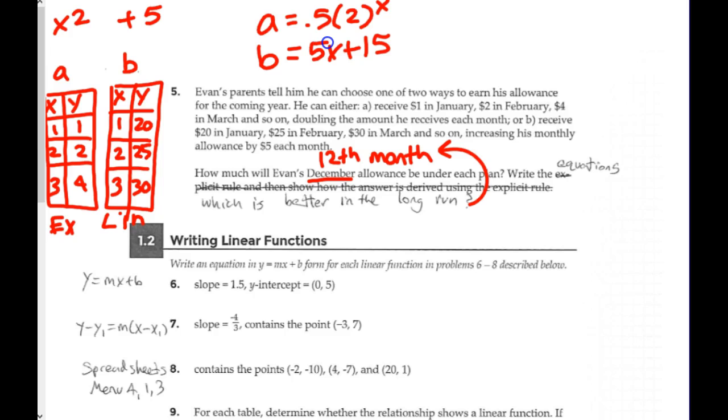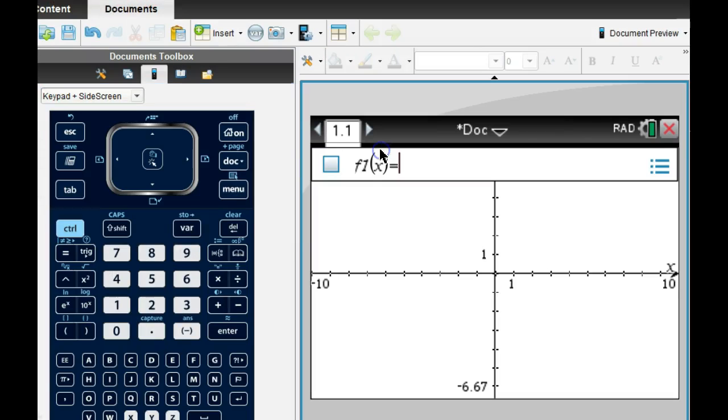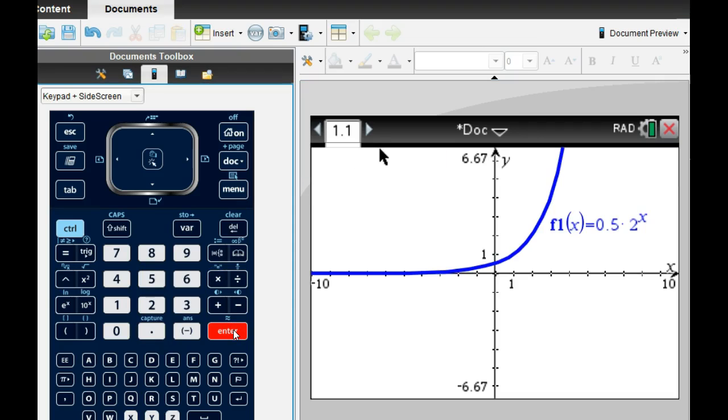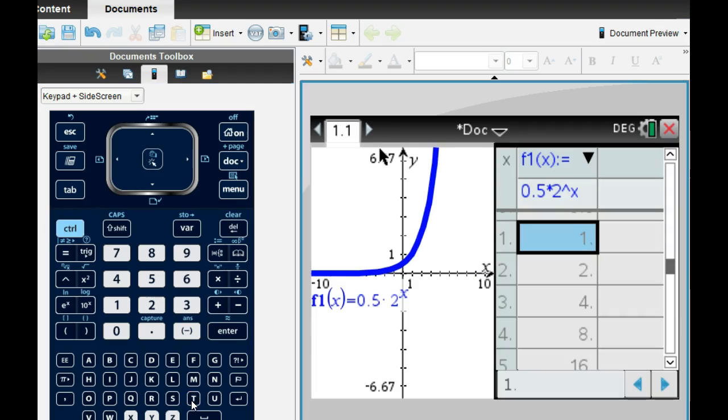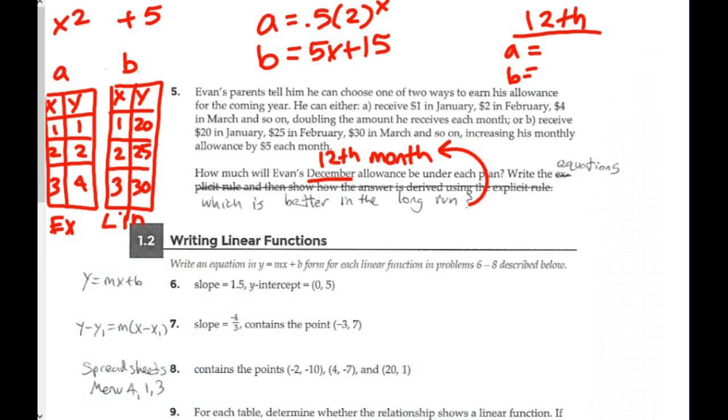Notice I didn't use y, I used a and b for the different formulas, okay? So we're going to look at each of these and see on the 12th month, what does A equal and what does B equal? So we got these equations. We can either plug in 12 for x or we can look at the tables. So 0.5 times 2 to the x, I'm going to go to graph. 0.5 times 2 to the power of x. Get the graph, Control T for table. I want to know the 12th month, which is December. $2,048. That's a lot of money.